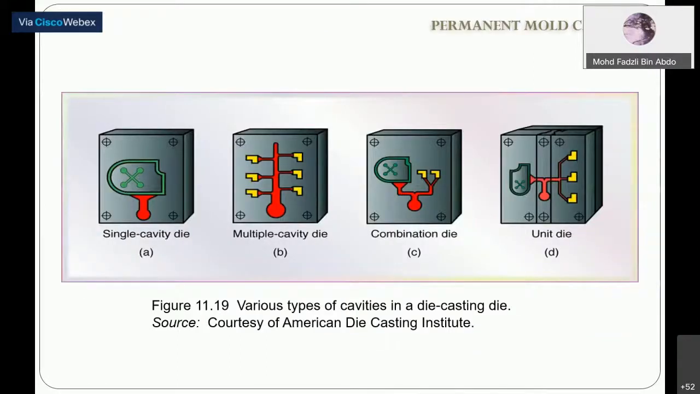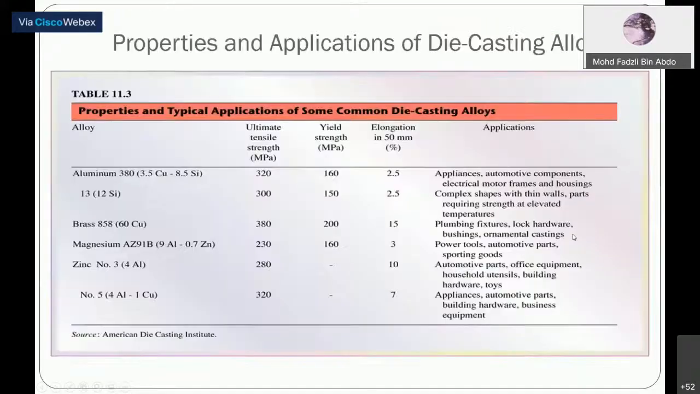Okay. Ini adalah various type of cavity in the die casting die. Ni boleh tengok lah. This is the single cavity die, multiple cavity die. This is the combination and also the unit die. Okay. Ini contoh. This is the properties and application of die casting alloy. Ini nanti you baca sendiri.